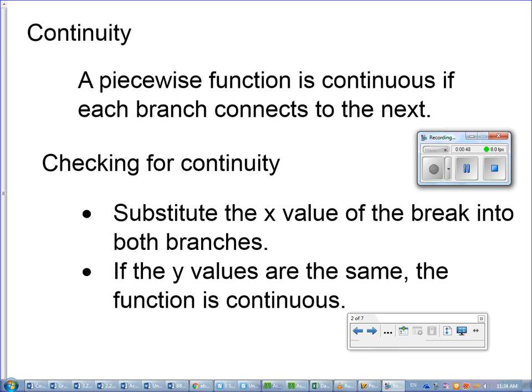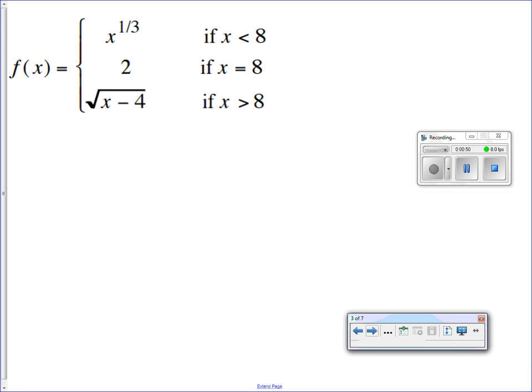So let's look at an example of this. Here we have a function. It has two breakpoints. We have a rule to the left of 8, we have a rule at 8, and we have a rule to the right of 8. So the first break is between these two branches here. So we're going to set them equal to each other. And they break at 8.